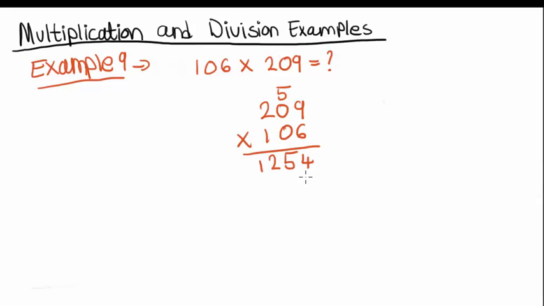Before I do that, I need to put a 0 over here. So 0 times 9 will give me a 0, 0 times 0, and 0 times 2 will give me zeros again. So I have a 0 over here and a 0 over here.